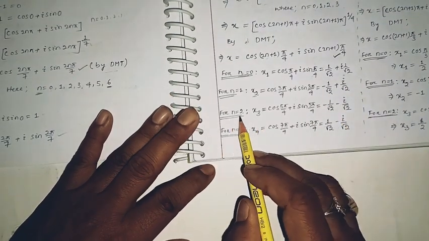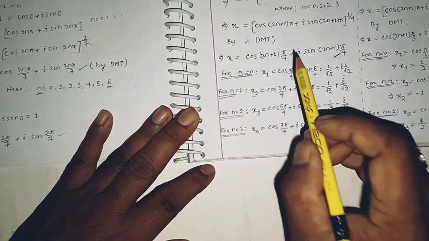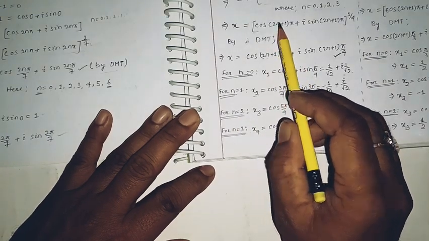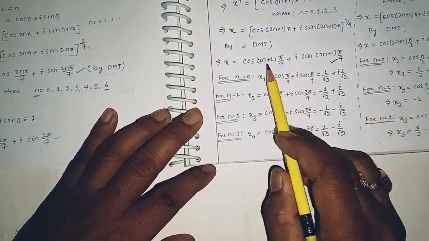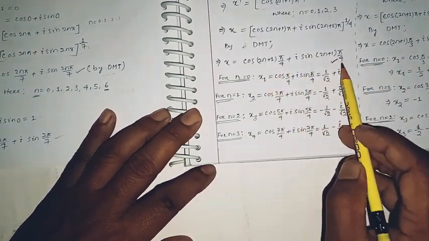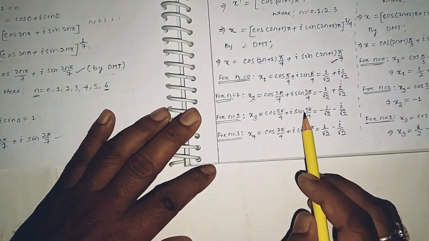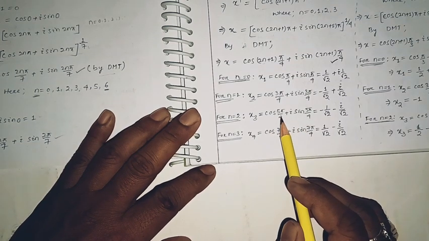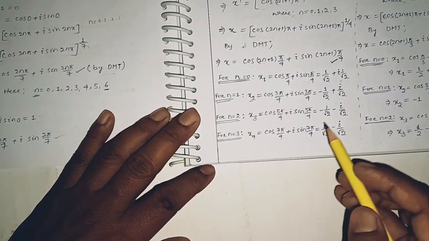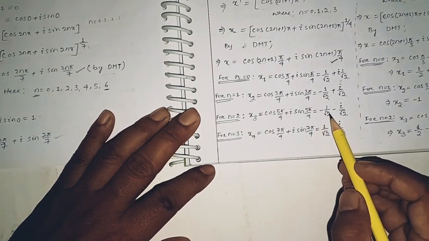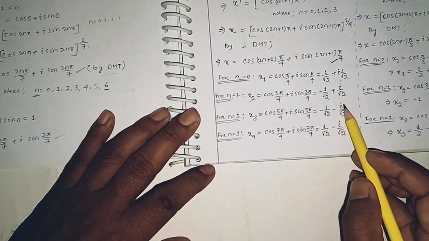For the third root, we have to substitute n equal to 2. If we put n equal to 2 over here, this will be cos 5 pi by 4 plus i sin 5 pi by 4. 5 pi by 4 lies in the third quadrant. Both are negative. So the value will be minus 1 by root 2 minus i by root 2.